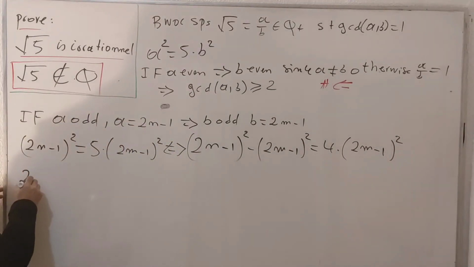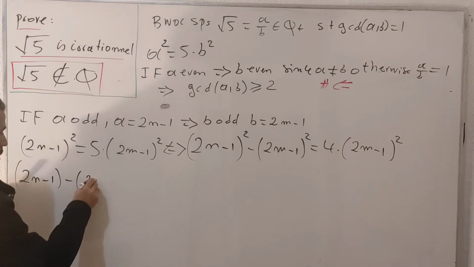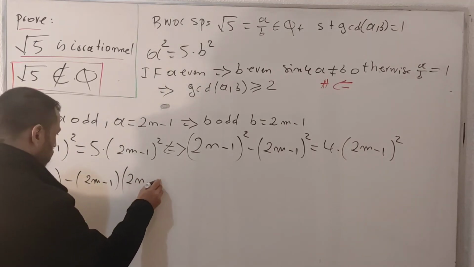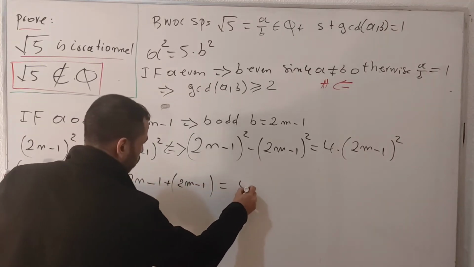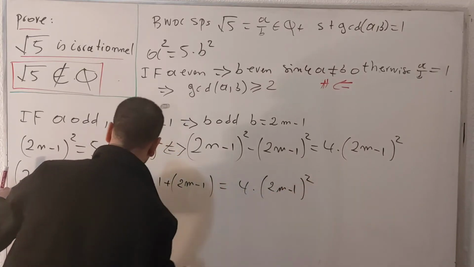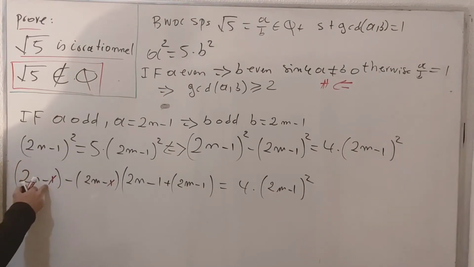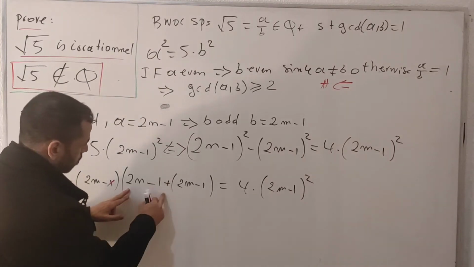Okay, I'm going to factor this one out. I will get (2n minus 1 minus (2m minus 1)) as a first term, multiplied by another term which is (2n minus 1 plus 2m minus 1), equals 4 times (2m minus 1) squared. Now I'm going to do some cancellation here. The 1 will be cancelled out because one is negative and the other one is positive. And also I'm going to take 2 out of this box for the second term. Also I will get 2n plus 2m minus 2.